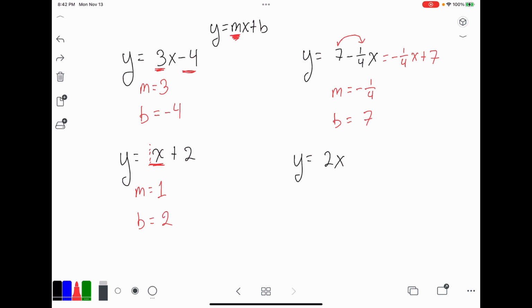And finally, the last case here, the slope is very easy. It's the number that's multiplying the x, which is 2 in this case. But for the y-intercept, you might be wondering, where's that number that we're adding or subtracting? Well, this is another important rule. If you don't see a number, that means technically that you're adding 0. You don't really have to show an addition by 0, but that doesn't mean it's not there. So technically the y-intercept here would be 0.